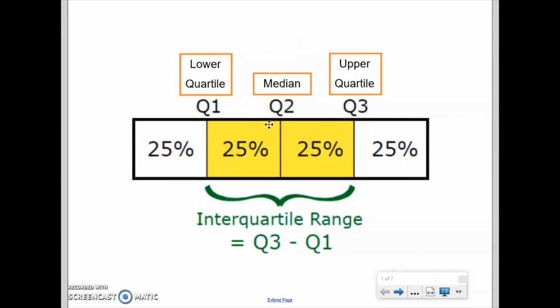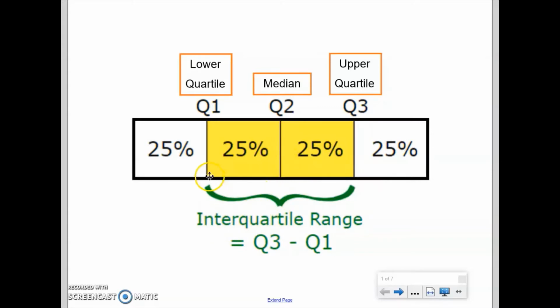The interquartile range is based on dividing a set of data into quartiles. So if we had a set of data and we divided it into 4 quarters, once it's in ascending order, the interquartile range represents the spread of the middle 50% of the data. So it's sometimes referred to as the mid-spread, but I'm going to refer to it as the interquartile range.